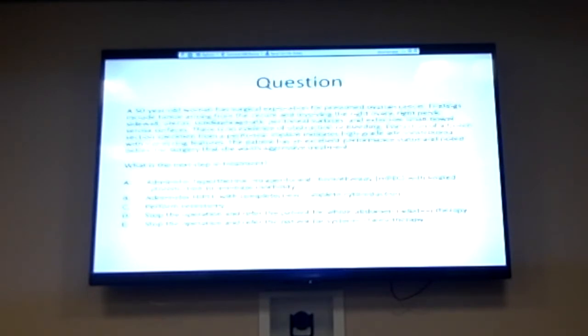A, administer HIPEC, limited cytoreduction to minimize morbidity. B, administer HIPEC with complete cytoreduction. C, perform cecectomy. D, refer the patient for whole abdomen radiation therapy. Or E, stop the operation and refer the patient for systemic chemotherapy. So this is bad news. Stop the operation, refer for systemic chemotherapy.